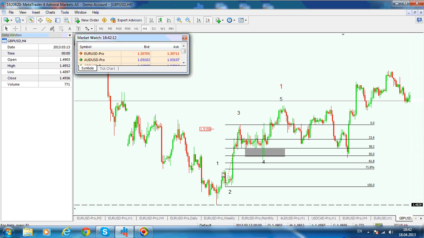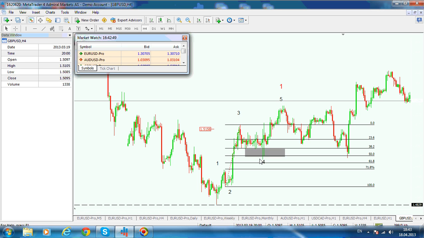If, for example, the second wave is a flat, look for the fourth wave to be a triangle. If the fourth wave is a triangle, look for the second wave to be a zigzag. If the second wave is a zigzag or a double zigzag, look for the fourth wave to be a flat or a common flat, an irregular, or an irregular triangle or an expanding triangle. So this is important.